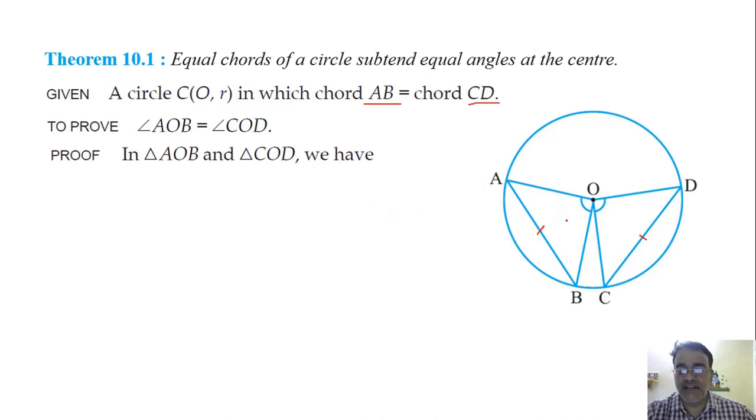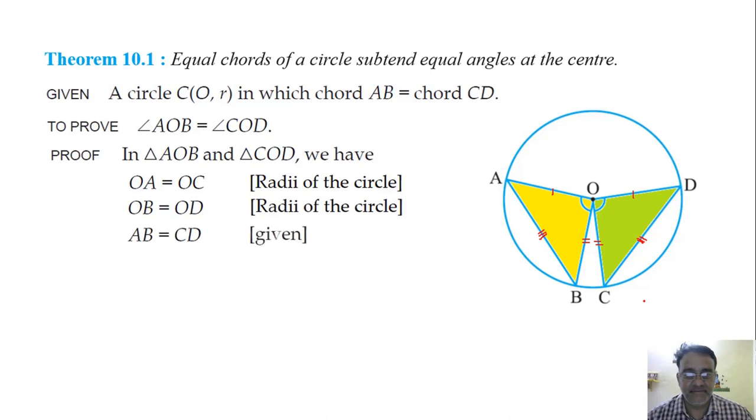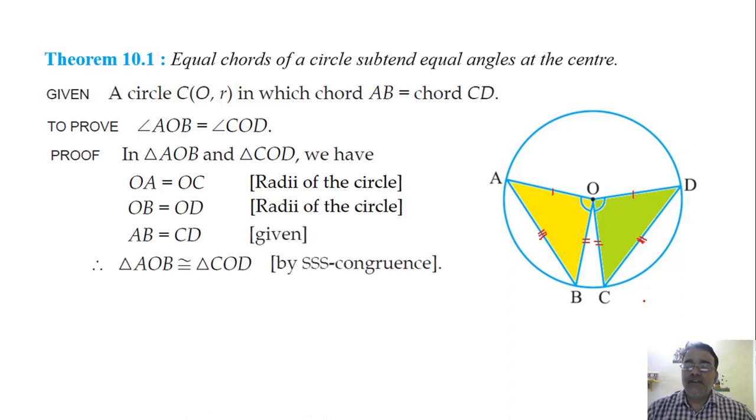So we'll start directly with these two triangles, and we are going to prove them congruent. How will we prove it? See, these two sides are equal. Why? Radii of the circle. Very good. And these two are also equal, radii of the circle. And this is also equal. Why? Given. So these two triangles are congruent by which criteria? SSS. Very good. So if these two triangles are congruent, we conclude that angle AOB is equal to angle COD. Why? CPCT. Very good. So this is the first theorem of the chapter.